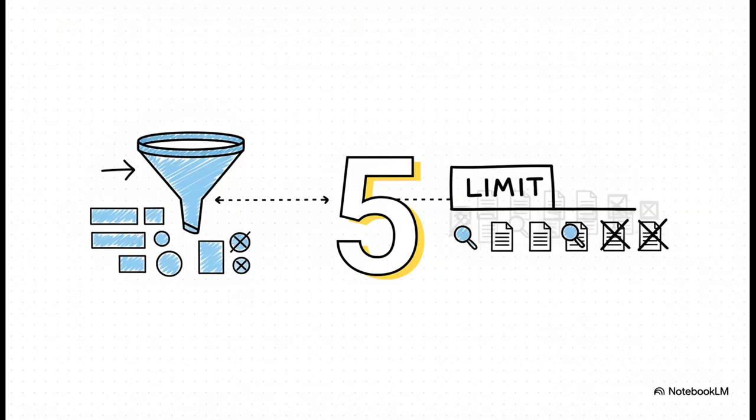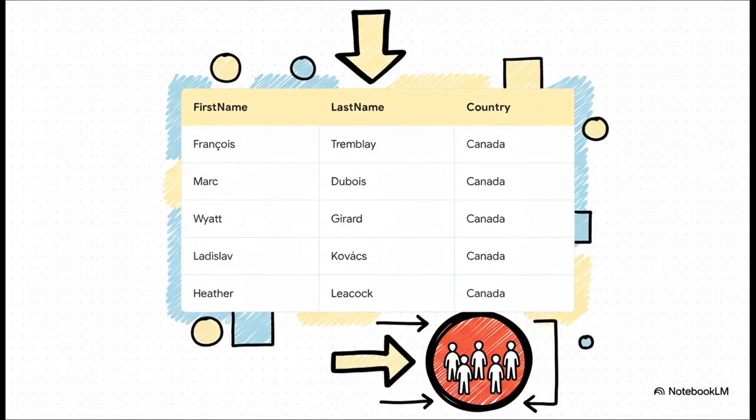Now, sometimes you don't even need all the results, even after you've filtered them. You might just want a quick sample. For that, we use the LIMIT clause. It's like telling the database, hey, just show me the first 5 pieces of evidence you find. See what happens here? Even though our search for Canadian customers could have returned a bunch of results, adding LIMIT 5 tells the database to just stop after it finds the first 5. It's a super simple and effective way to control your output.